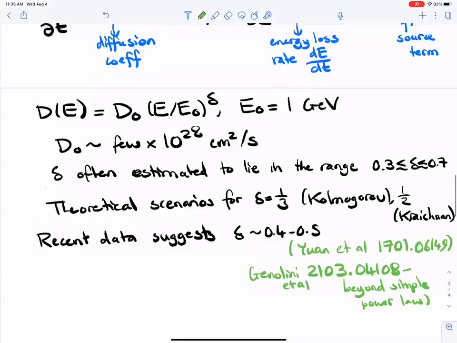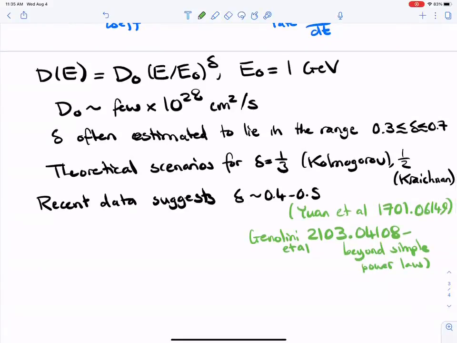But yeah, by assuming that this only depends on energy, I am basically treating the galaxy as a homogeneous cylindrical box where the only relevant scale is the boundary of the cosmic ray halo of the galaxy. And that's the only relevant distance scale in the problem. Okay, and we're about to use that in a moment.